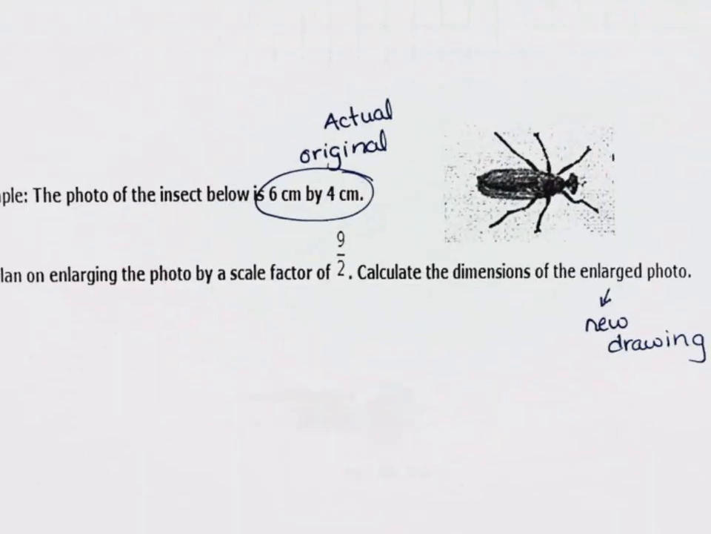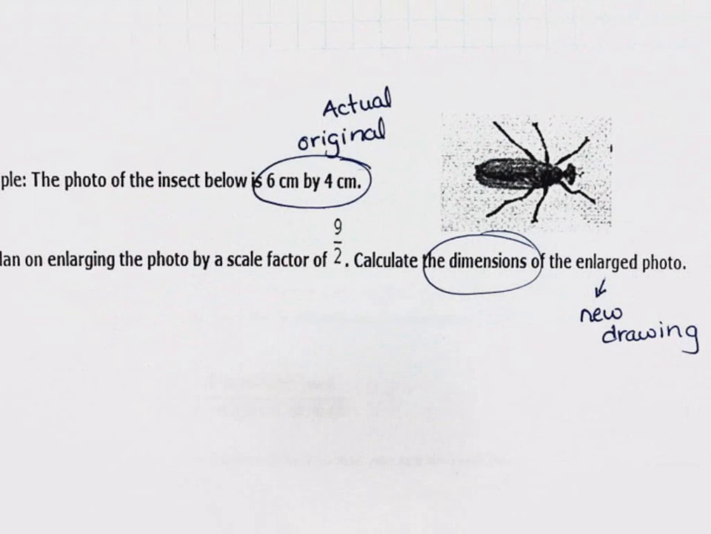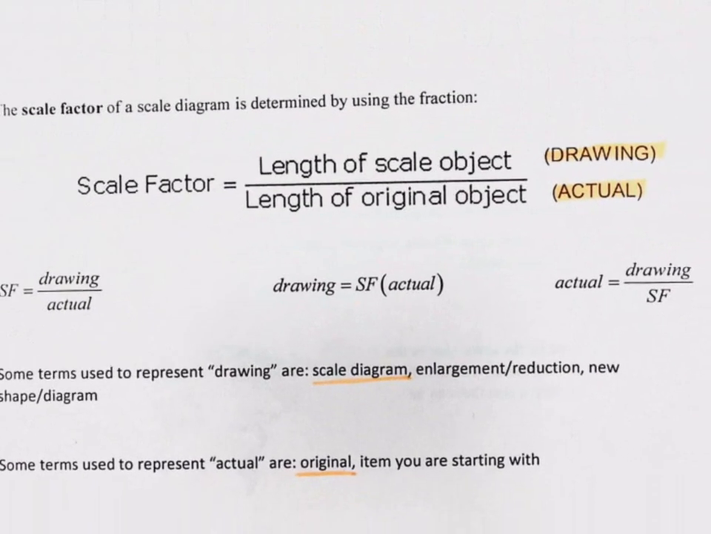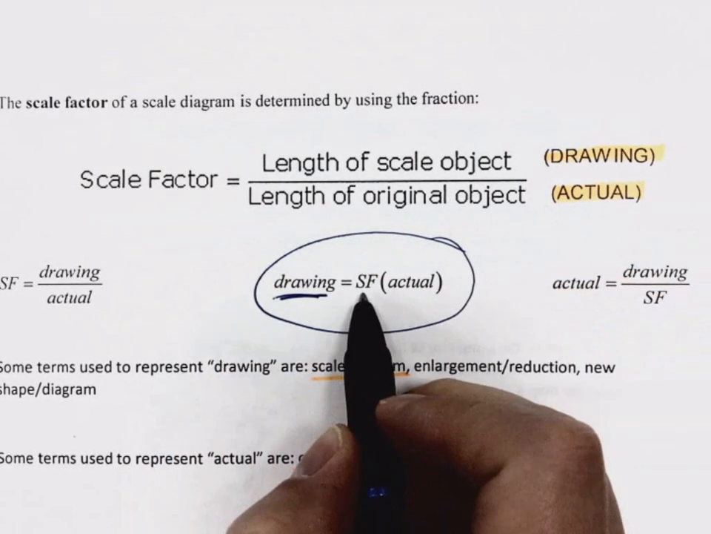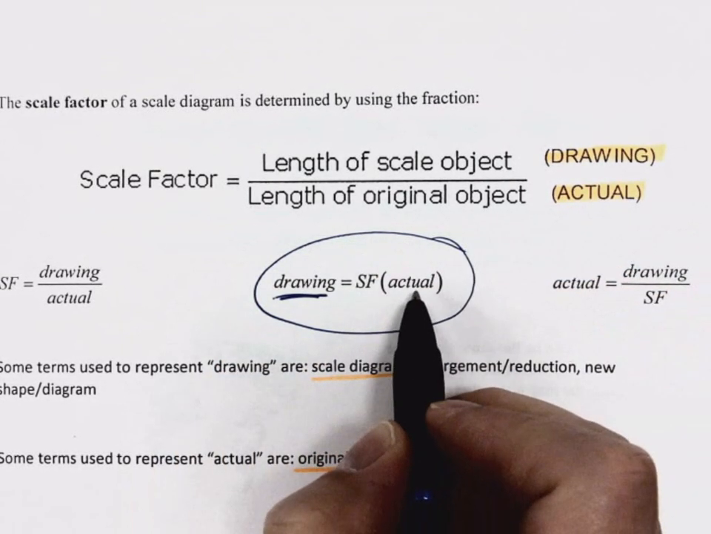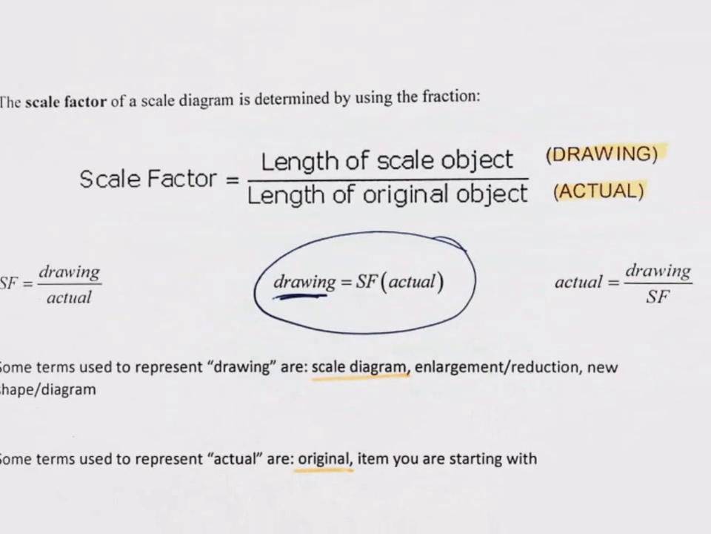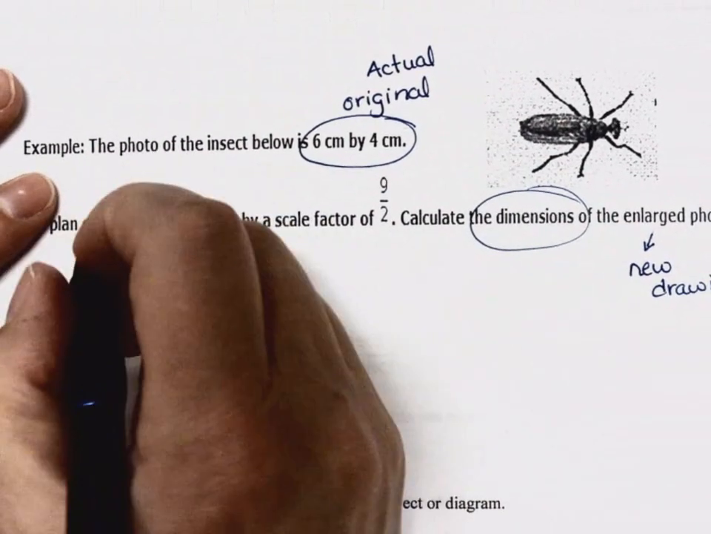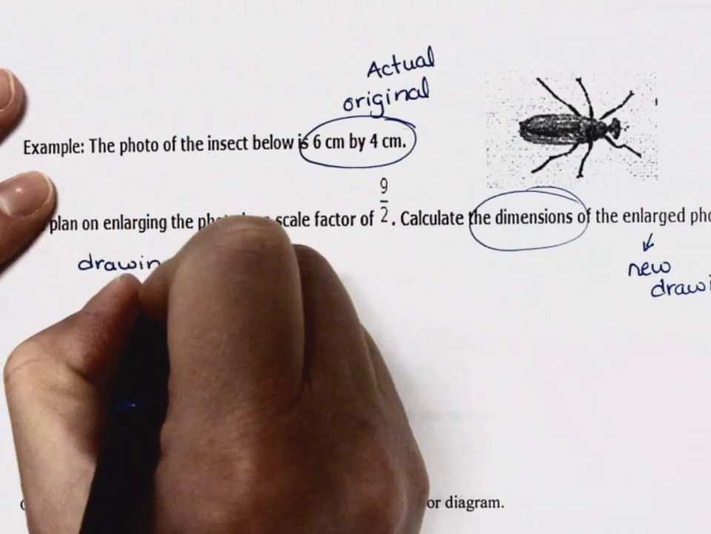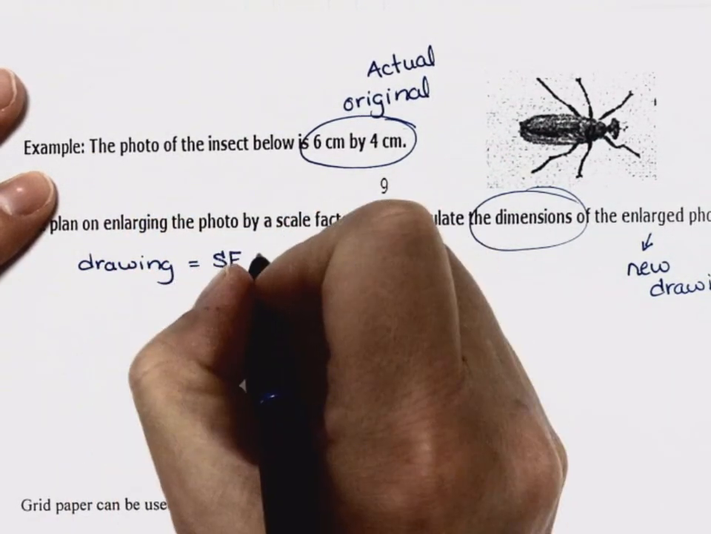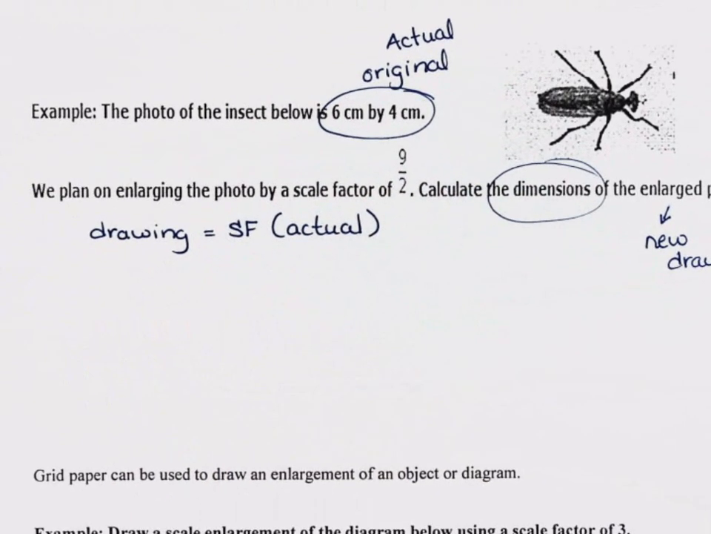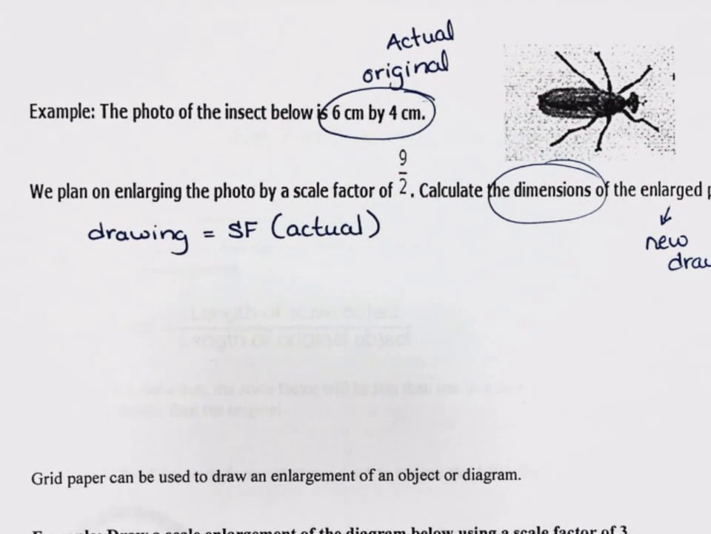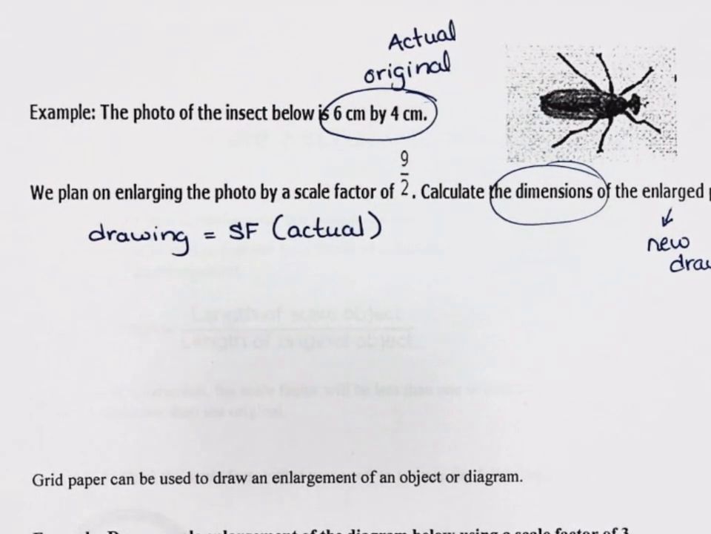All right, I'm gonna go back to this front page. We wanna know what the dimensions are of the new photo. So how do we find that? If we want to know what the drawing is, we're going to take the scale factor and multiply it by the actual or the original. We're going to take the scale factor and multiply it by the actual. And those are just that formula rearranged. Easy peasy, already done for you.